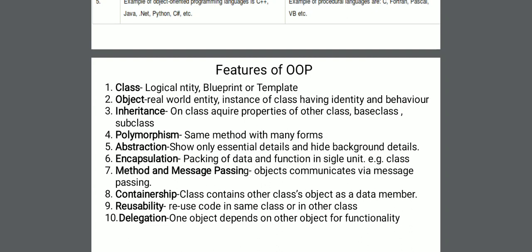If two classes are present, both classes can contain data members of each other. So class A contains other class objects as a data member. Exactly, the meaning is that suppose class A is having O1 and O2 objects, class B is having O3 and O4 objects. So O1 and O2 can be accessed by B also, and O3 and O4 can be accessed by A also. So this feature is called containership, means O1 and O2 can access the data of B, O3 and O4 can access the data of A. So it is called containership.